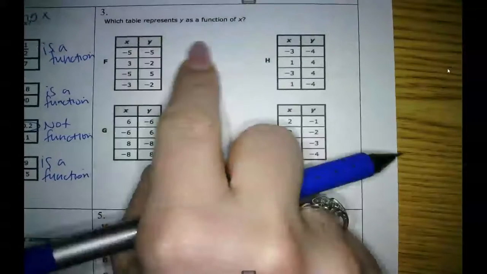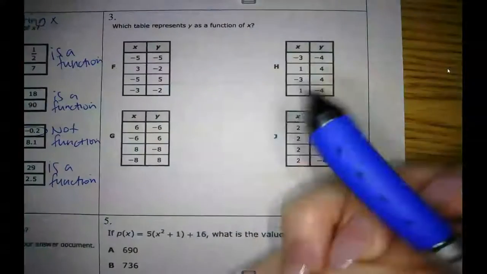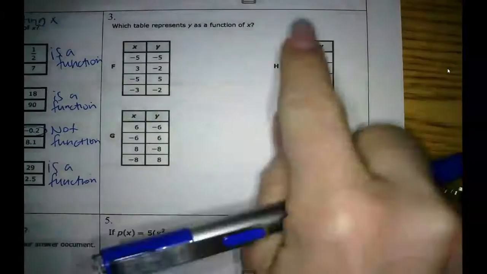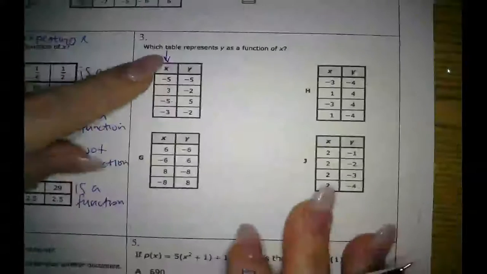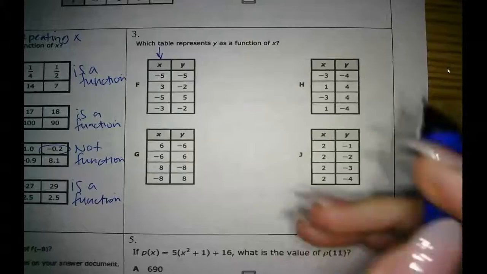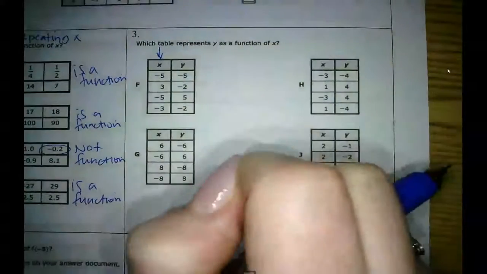Question 3, which table represents y as a function of x? That's just another way of saying it. This time our table is this way. We're still just looking at that x column, which is either going to be on top or on the left-hand side. So we want to know which one is a function. So we're looking for where x does not repeat.